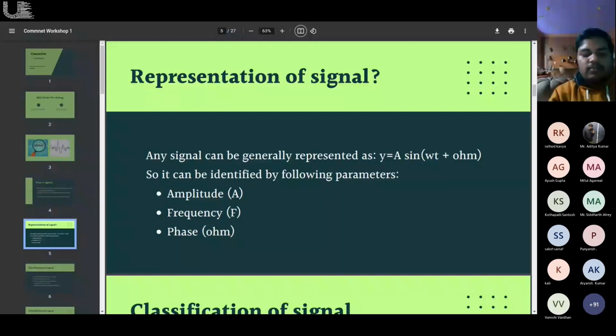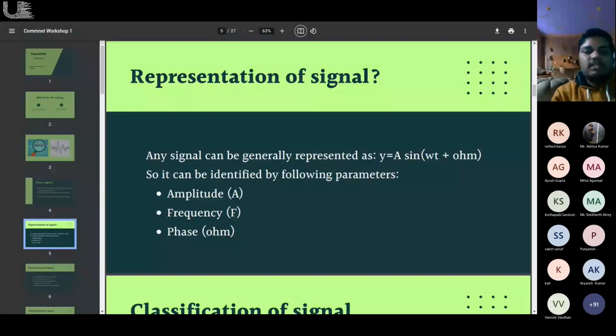So basically, a signal can be identified by the following parameters. Amplitude. I think you all know what amplitude is, right? It is the maximum value a signal can take. Next, we have frequency. Frequency is the inverse of the time period, the time between two instances in the signal which have the same phase. And phase is the initial angle inside the sine function.